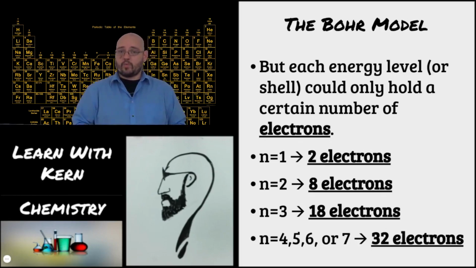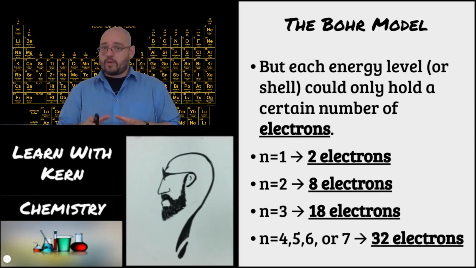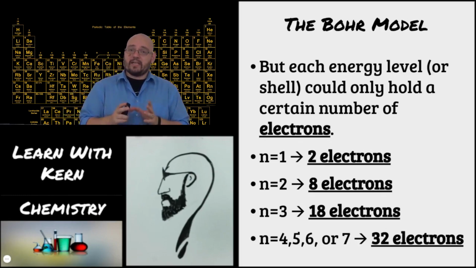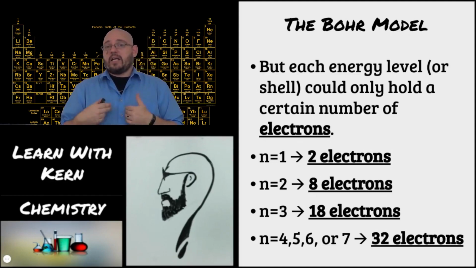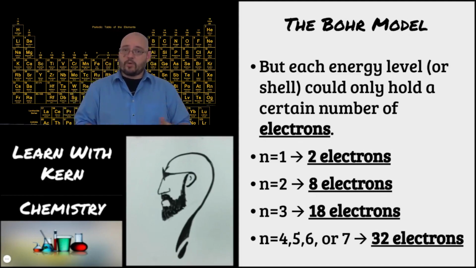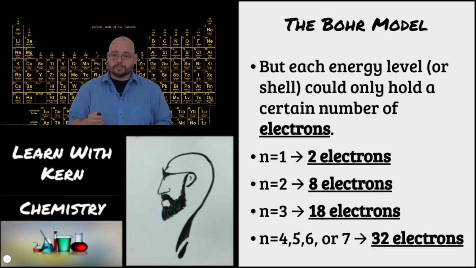Bohr didn't understand or know why these numbers were what they were. This is just the way it worked out in his math. And these were the experiments that he did. This is how he figured it out. But he didn't know the why. We now know more or less the why these numbers are what they are, as we're going to discuss in a little bit.